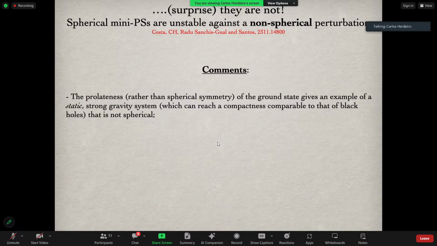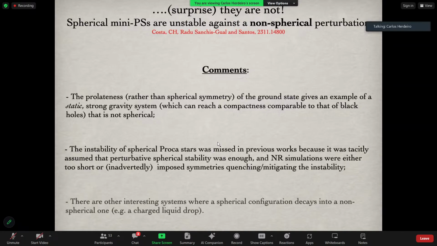It's an interesting example because you are saying that staticity and stability are actually implying non-sphericity, which is somehow the opposite of Israel's theorem for black holes. These objects can be very compact, by the way, and that's why it's interesting. And also there are other interesting systems where spherical configurations can decay into non-spherical ones in more basic physics, like a charged liquid drop, which was studied by Lord Rayleigh back in the 19th century.